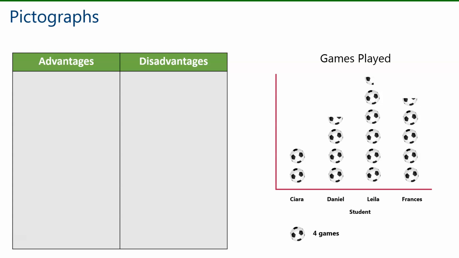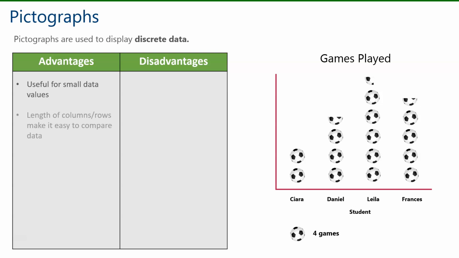Another type of graph used to represent data are pictographs. Pictographs are also used to display discrete data. Some advantages of pictographs include: they are useful for small data values. The length of the columns or rows can make it easy to compare the data. When I look at this graph, I can easily see that Layla has played the most games, and Kira has played the least number of games.